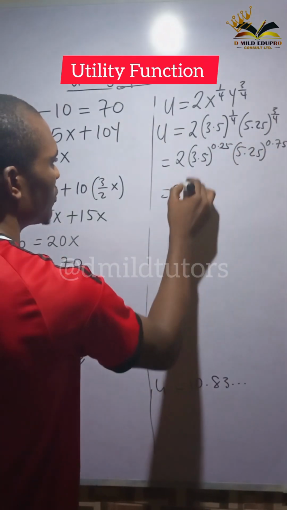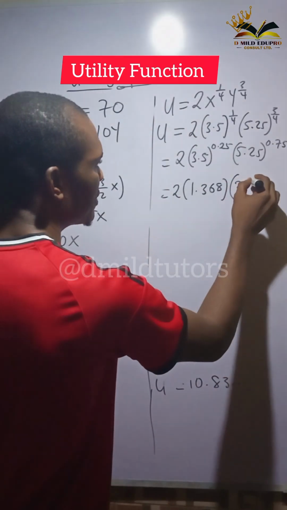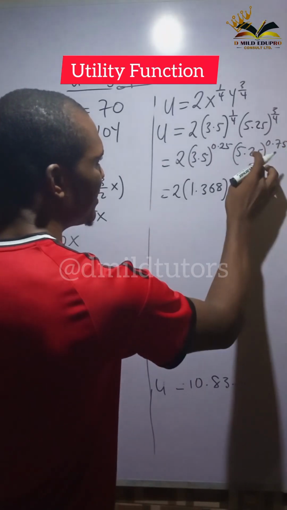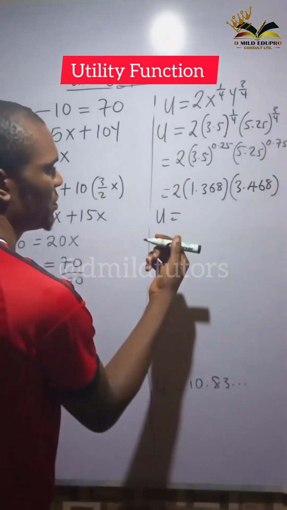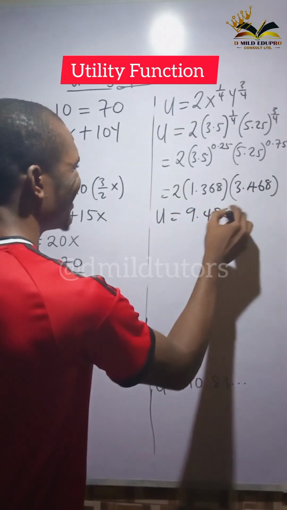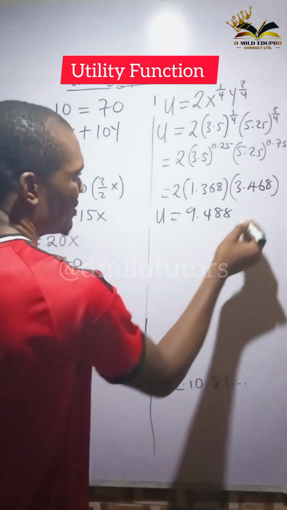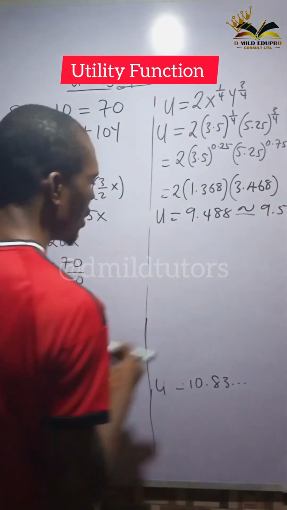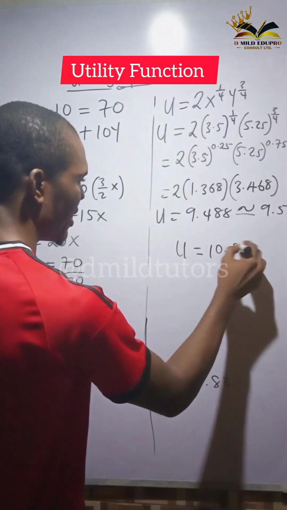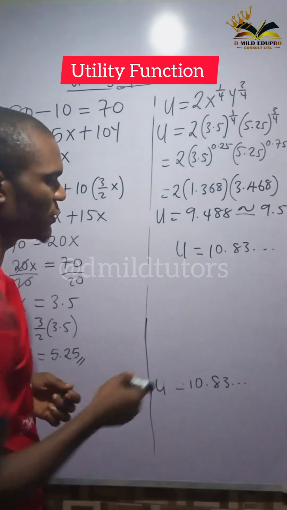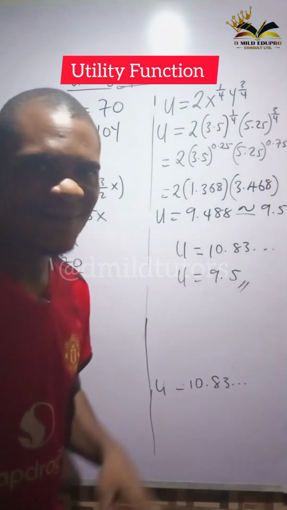So this becomes 2 into bracket 1.368 or thereabout. This becomes 3.468 if you do raise this to power this. And at the end of it, if you multiply everything together, you're going to have around 9.488 or thereabout. So you have to work it to know what you need to get. Approximately 9.5. All right. So before the imposition of the lump sum tax, we had 10.83. After the imposition of the lump sum tax, we have 9.5 approximately. Is that okay? Bye bye.